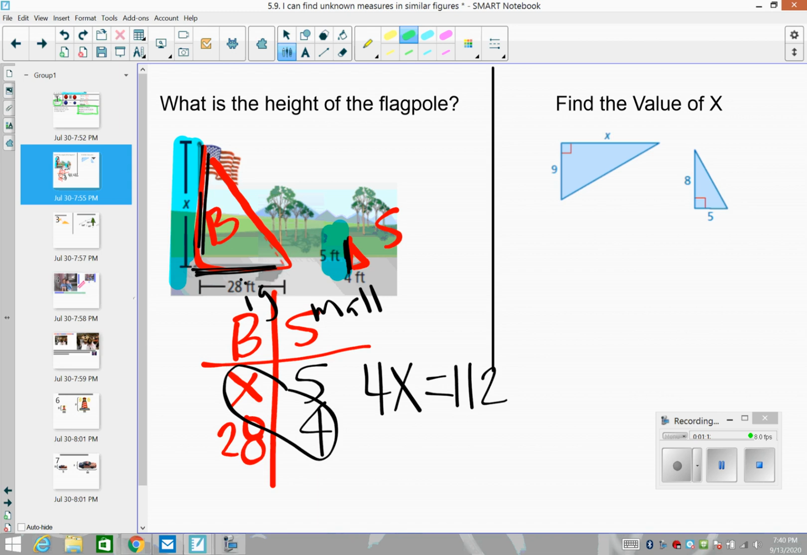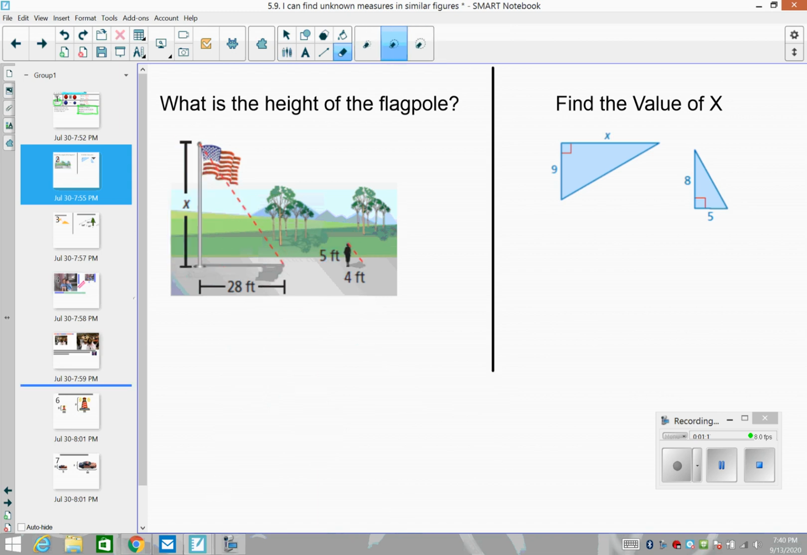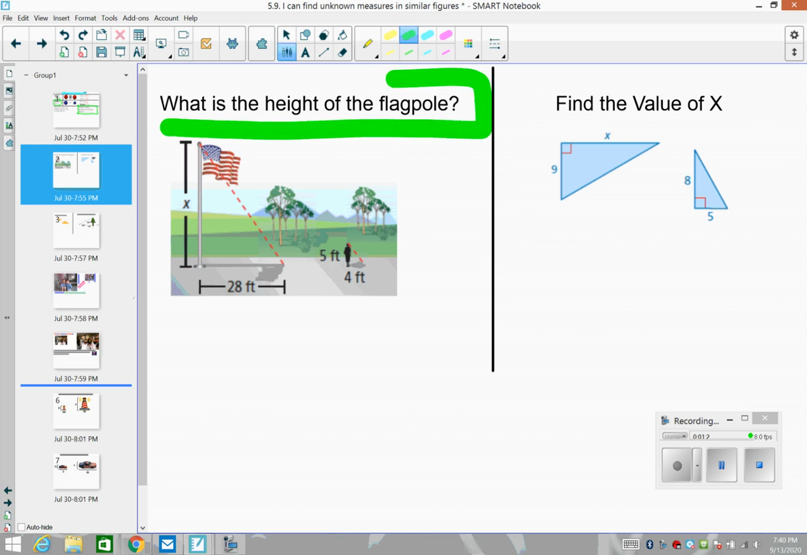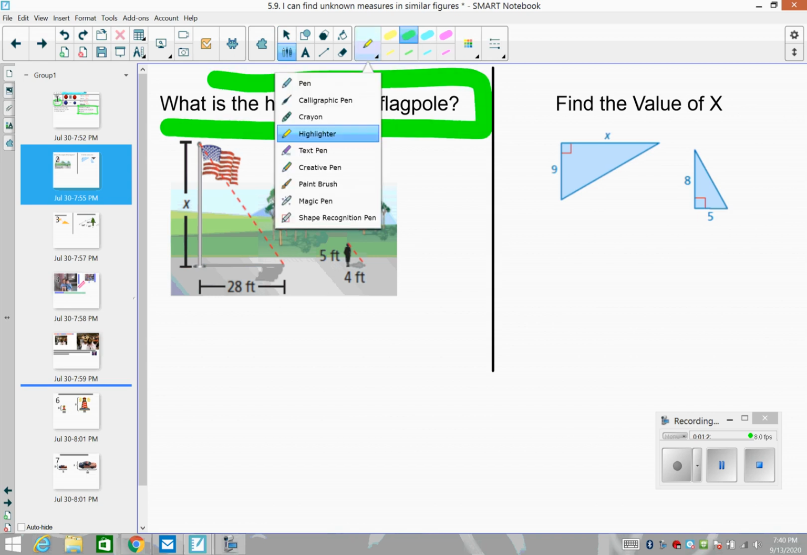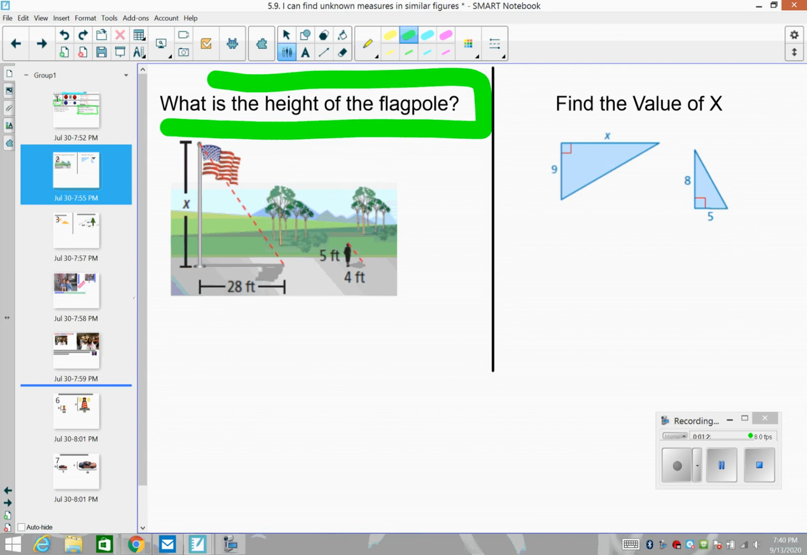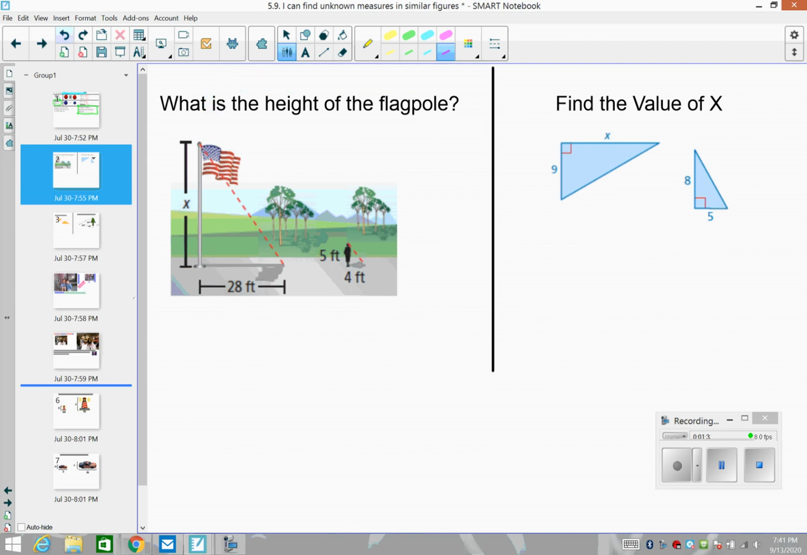So our first example is this one. It looks like I forgot to erase when I made my last video. What is the height of the flagpole is the unknown there. So the first thing we're going to do is identify that we have similar figures here. I am having trouble here with this pen. We have some similar figures. Eventually, if the pen works, we're going to be there.